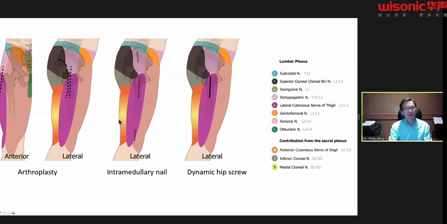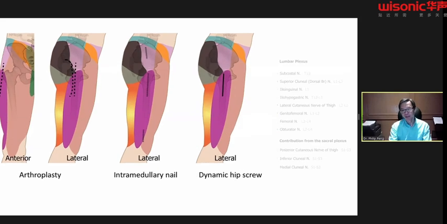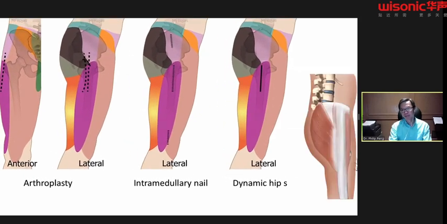And for the different types of arthroplasty, it depends on the incision. The lateral approach definitely involves more than the lateral femoral cutaneous, and here is the iliohypogastric. The posterior approach involves the iliohypogastric and superior cluneal nerve, and the anterior approach mainly the lateral femoral cutaneous and iliohypogastric. So you can see different approaches have different incisions, not just the lateral femoral cutaneous. All right, think about this. What about the soft tissue?